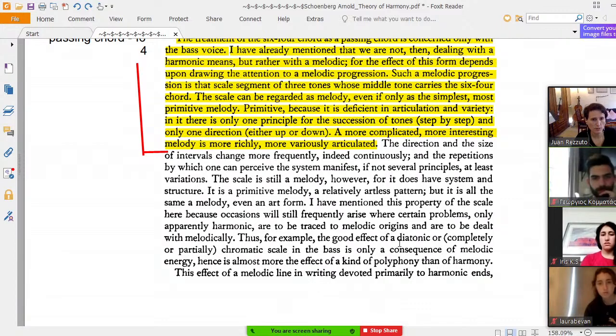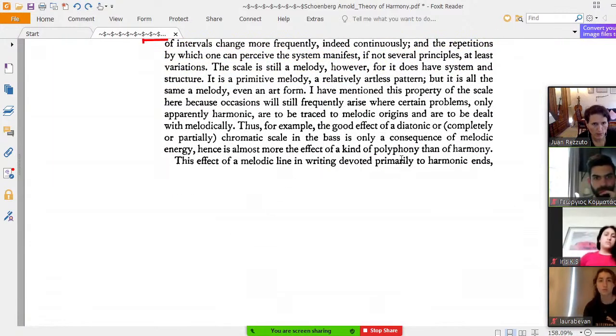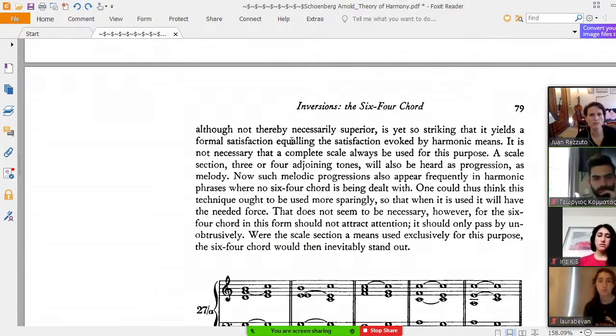Thus, for example, the good effect of a diatonic or completely or partially chromatic scale in the bass is only a consequence of melodic energy. Hence, it is almost more the effect of a kind of polyphony than of harmony. When you're more interested in melody, horizontal rather than vertical, you have that effect of polyphony and of harmony. Its effect of a melodic line in writing devoted primarily to harmonic ends, although not thereby necessarily superior, is yet so striking that it yields a form of satisfaction equaling the satisfaction evoked by harmonic means.